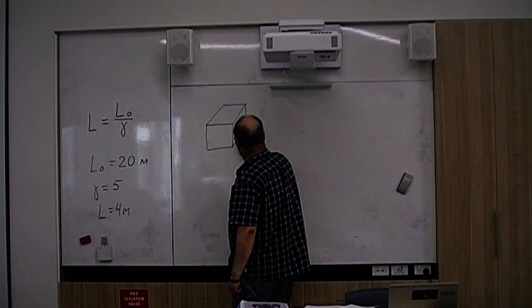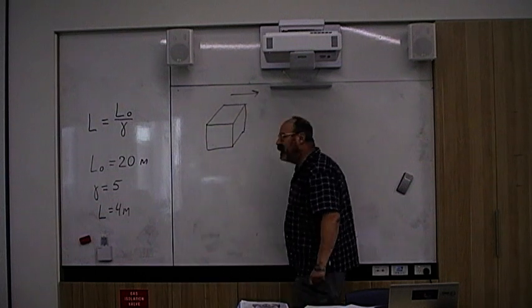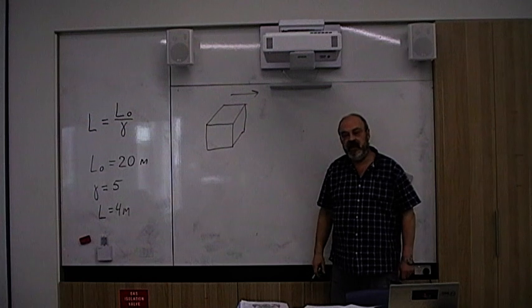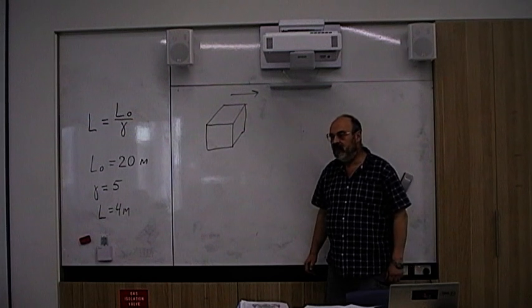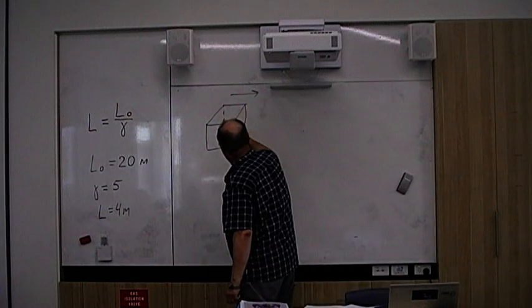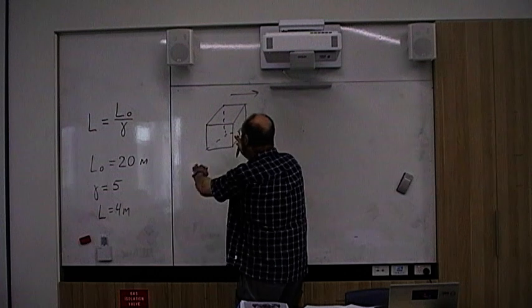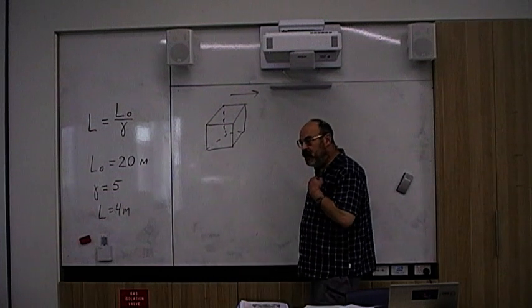Moving this way. How will it appear to a stationary observer? Thinner. Wouldn't it be more like a prism? No, it's moving. It is a cube. Yeah, and it's moving. Thinner?